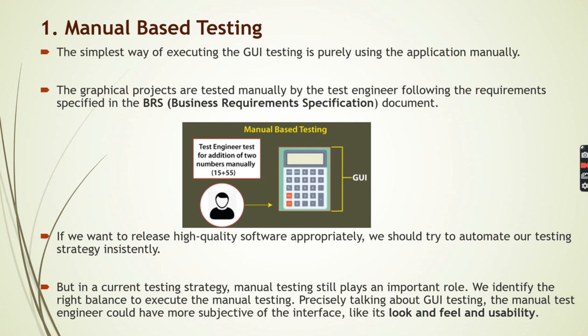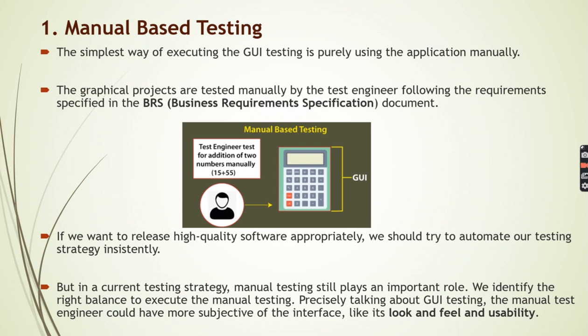First, manual based testing. The first method of GUI testing is manual based testing. The simplest way of executing GUI testing is purely using the application manually. Usually, manual based testing is implemented by an enthusiastic test engineer. In other words, in this approach, the graphical projects are tested manually by the test engineer following the requirements specified in the BRS, Business Requirement Specification.